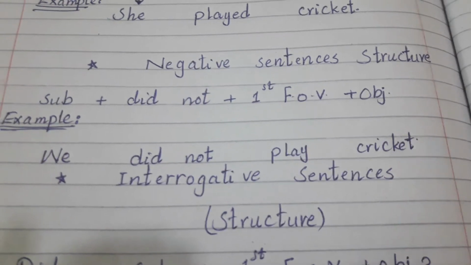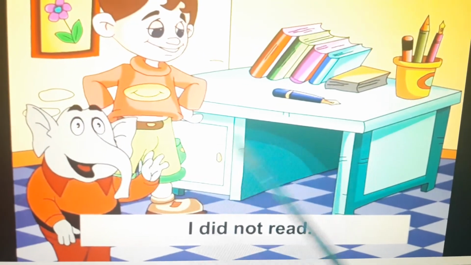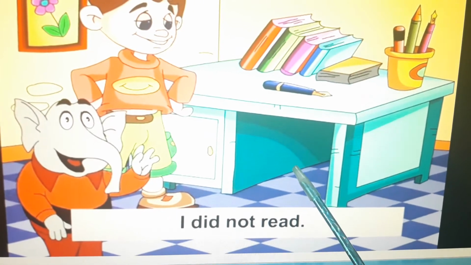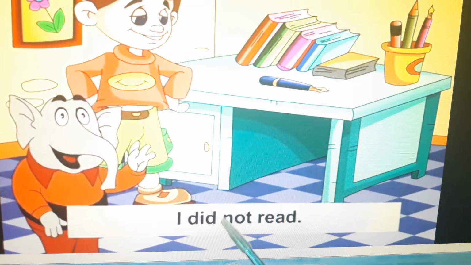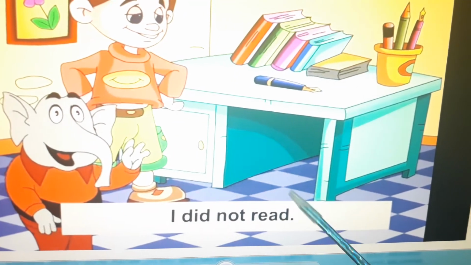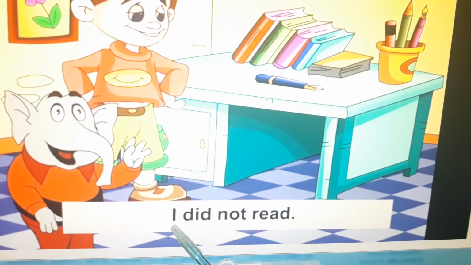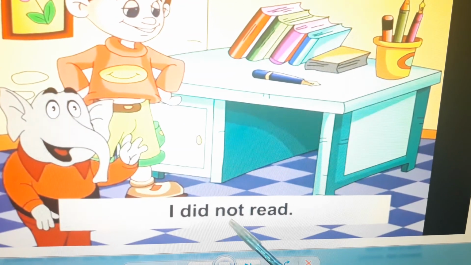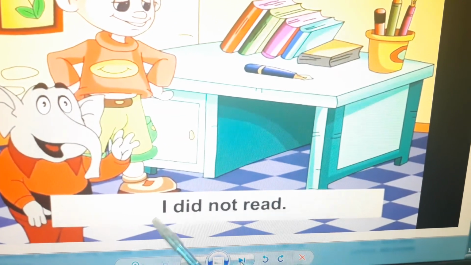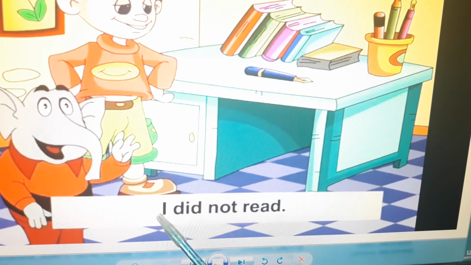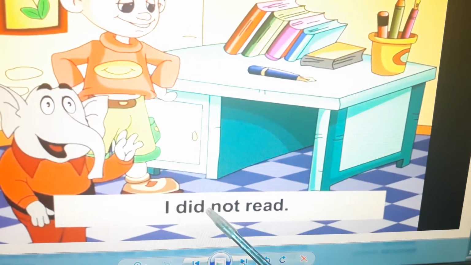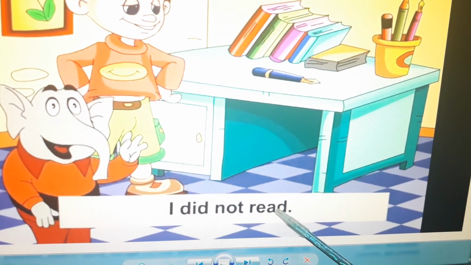Students, look at some more examples. As I told you, some sentences are very short and sometimes we do not use an object, but it doesn't mean that this is not the past indefinite tense. What is important is did not in negative sentences. The first one is: I did not read. We write the subject, then the helping verb, and then the first form of the verb.